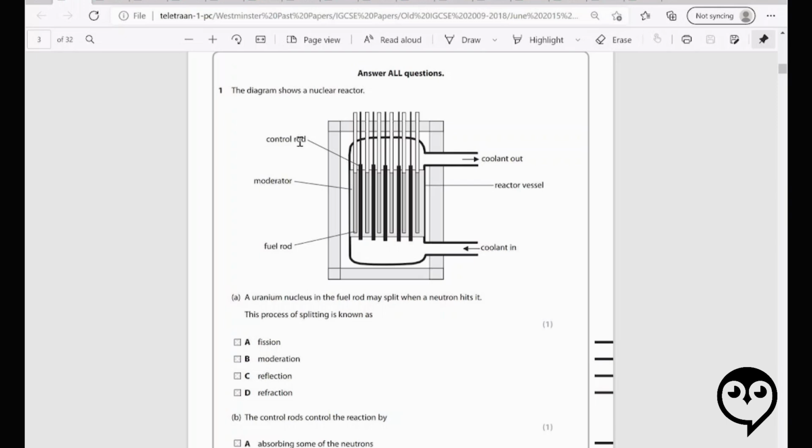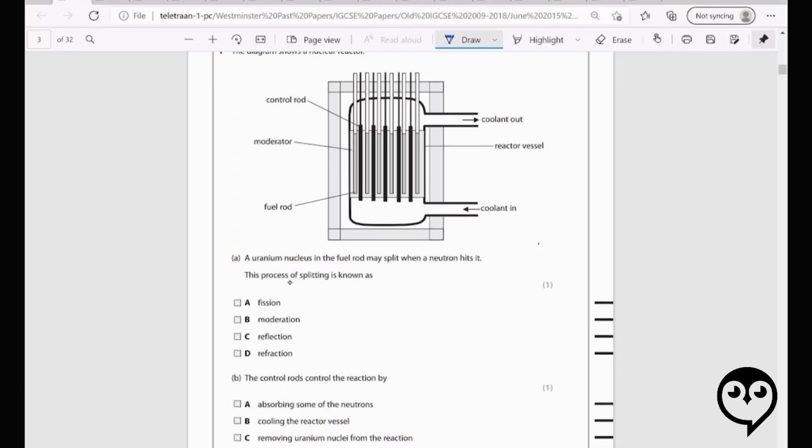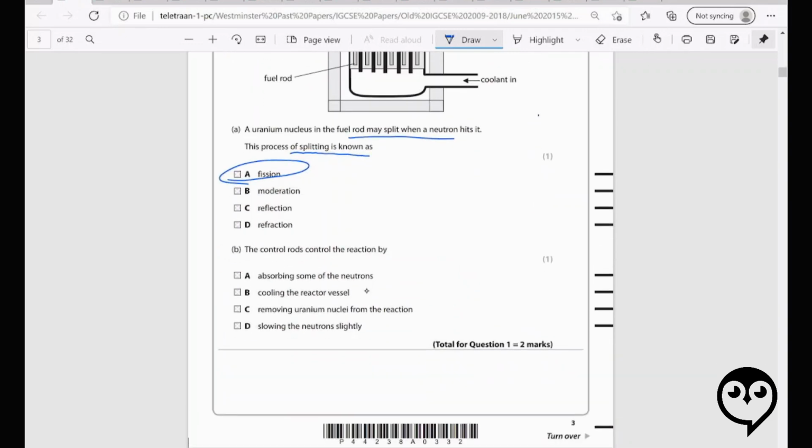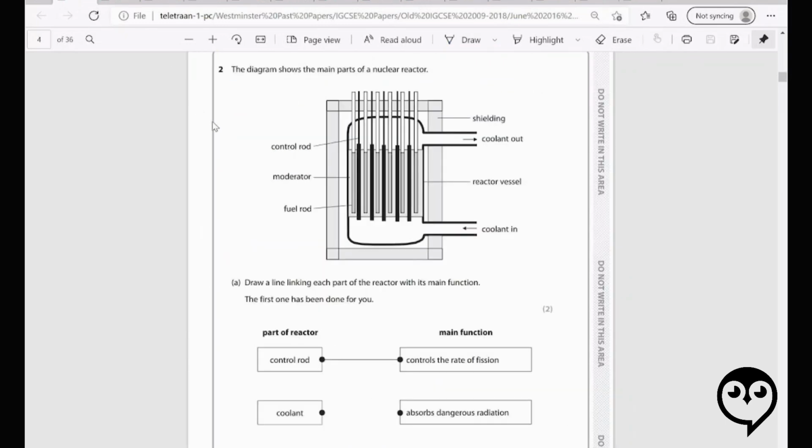Okay, let's take a look at some IGCSE Edexcel papers. This is June 2015. I think all of these are paper 1 I'm going to be doing. Right, so here you've got a nuclear reactor, and they're asking you what's the process, the splitting process. Well, that's fission. And the control rods, you know about the control rods, they control the reaction by absorbing some of the neutrons.